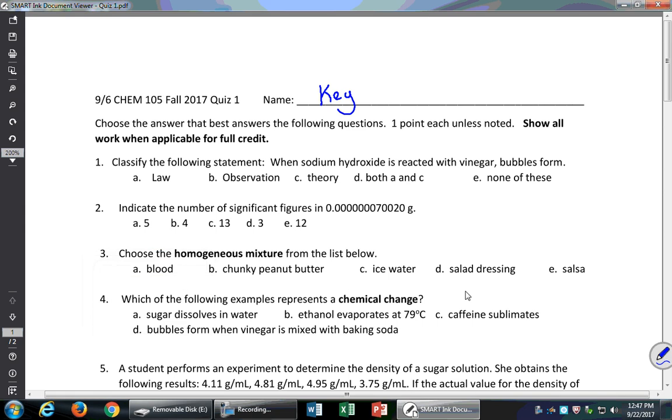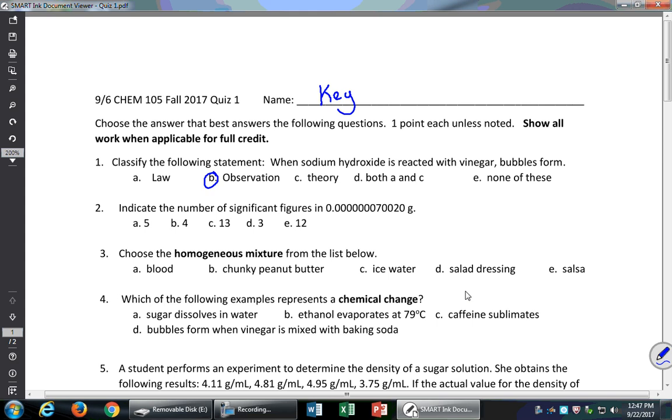The statement with sodium hydroxide is a reactant with vinegar, bubbles form. That's just an observation. I'm observing that that happens. I might come up with educated guesses as to why it's happened. I might do experimentation to figure out why it's happening. But all I know from reading this is I've observed it happening.